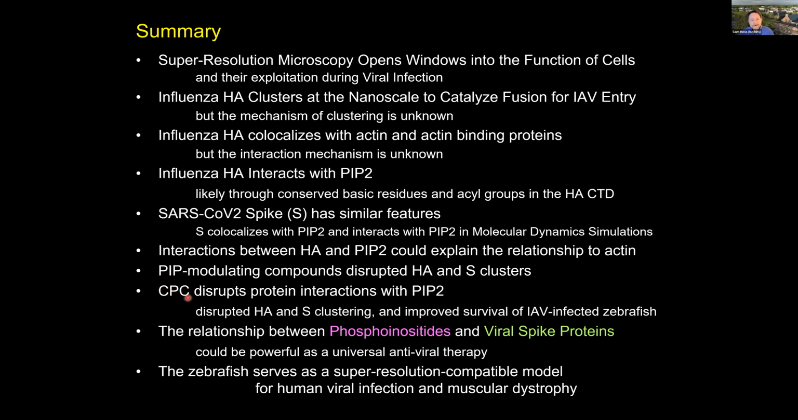This cetylpyridinium chloride, which is actually found in Colgate Total mouthwash, we found was able to disrupt HA and spike clustering and improve the survival of flu-infected zebrafish. There were actually some clinical trials to use this against COVID. And really, I think overall, this interaction between phosphoinositides and viruses is important and potentially powerful. So we're very committed to better understanding this.